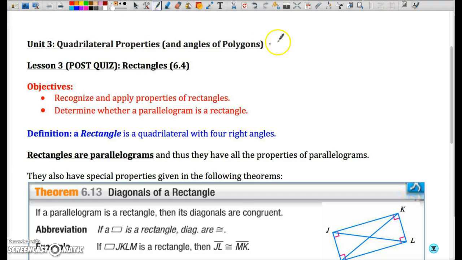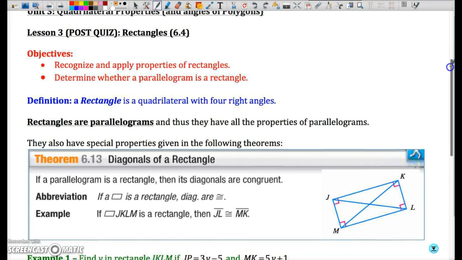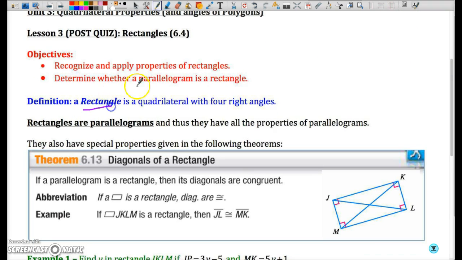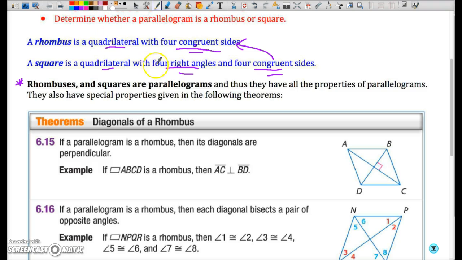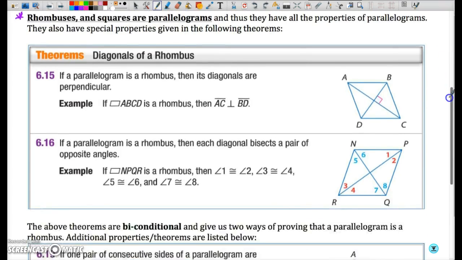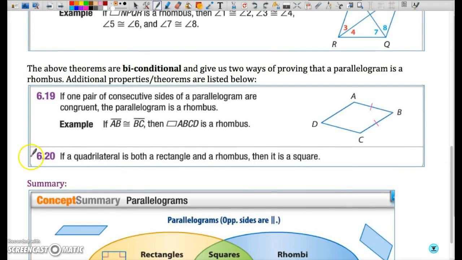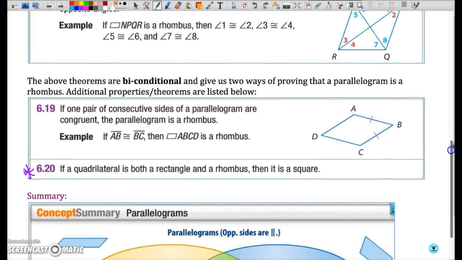And if we jump back very quickly to the rectangles lesson, you'll see our definition of a rectangle is a quadrilateral with four right angles. That allows us fairly easily to conclude that a quadrilateral will be a square if it is both a rhombus and a rectangle, and that is in fact captured in theorem 620. If a quadrilateral is both a rectangle and a rhombus, then it will also be a square.